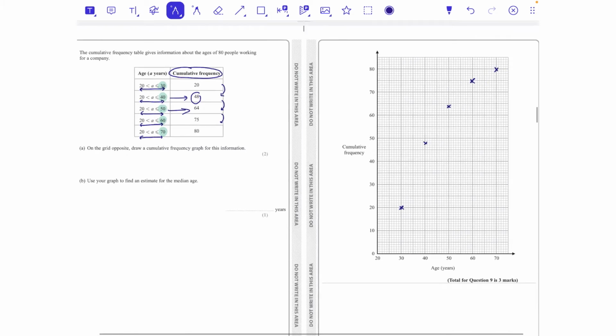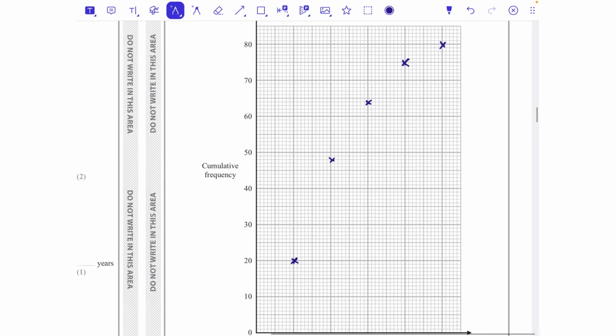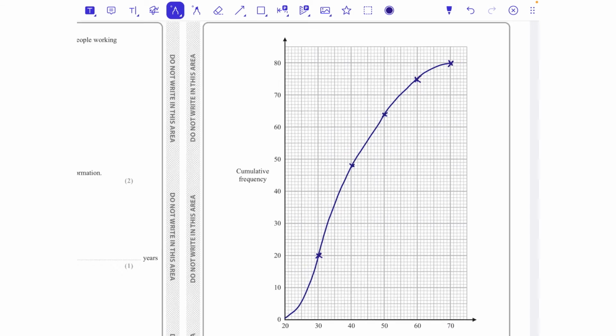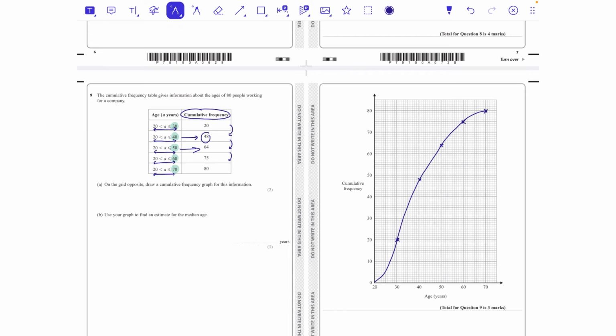You're then joining that up with a nice smooth curve. You can go to the origin on this one. Don't go to the origin on a frequency polygon. There we go. Nice smooth S-curve going to the origin. So that's that. We've done 2 marks there. Use your graph to find an estimate for the median. Now we know there were 80 people. So the median would be the 40th person.